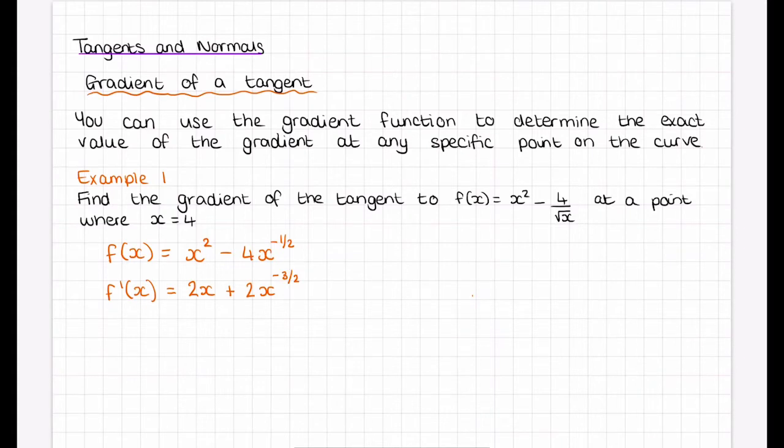Now we've done that, we're going to sub x equals 4 into the equation, and that will tell us the gradient at that point. So we want f dash at 4, when x is 4, sub 4 in, so we'll have 2 times 4 plus 2 times 4 to the power of negative 3 on 2. And when you work this out, you will get that it equals 33 on 4. So the gradient of the function when x equals 4 is 33 on 4. So now I'm going to show you how to do it with your calculator.